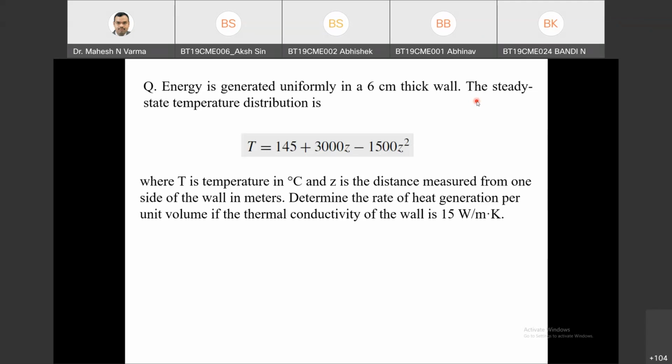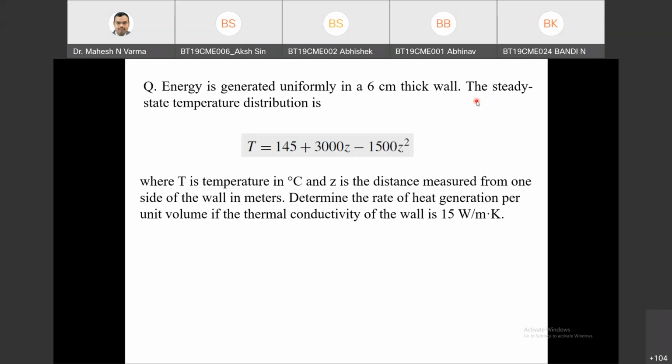Sir, we need not put it, whatever it would be. It does not matter, no, sir. Area into the distance will make the whole brick. So you mean to say the rate of heat transfer per unit volume would be equal to K into dT? Yes, sir. K value we have is 15 watt per meter Kelvin. We need dT, so dT would be the T value at x equals 6 minus the T value at x equals 0. So we can get dT from there.